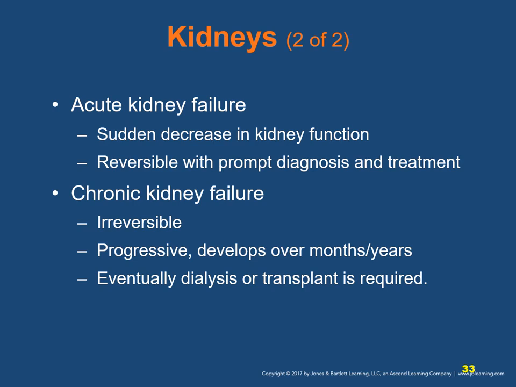Chronic kidney failure, however, is irreversible. It is progressive and develops over months and years. It is often caused by diabetes and hypertension. The kidney tissue shrinks and function diminishes. Eventually, dialysis or transplant is required to remove waste from the bloodstream. Symptoms are altered level of consciousness, seizure, coma, lethargy, nausea, headache, cramps, and edema in the extremities and face.